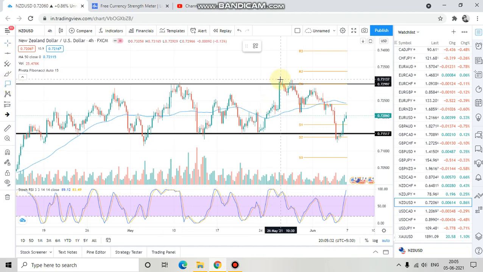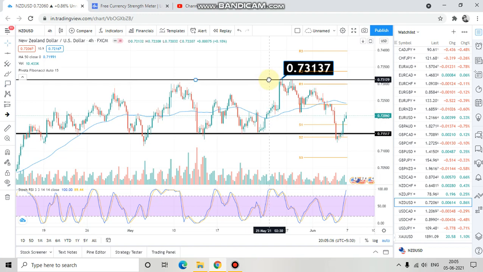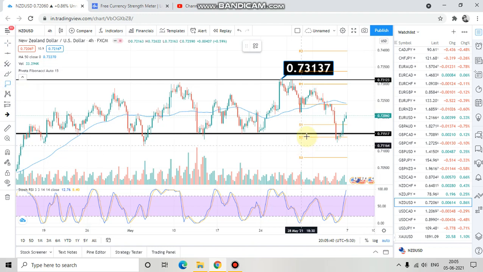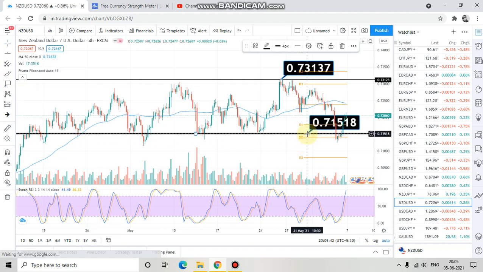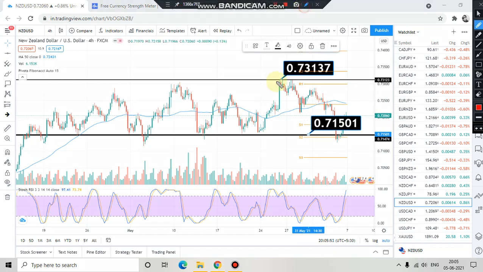Wait, let me draw the price levels. We have these price levels: 0.7313 on the upside as the resistance, whereas we have got 0.7150 on the downside as the support. So this is the resistance for us and this is the support for us right now.